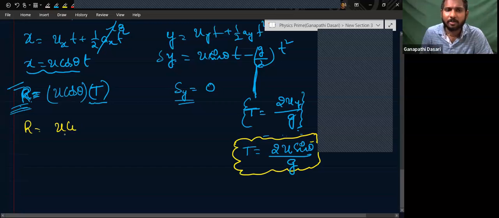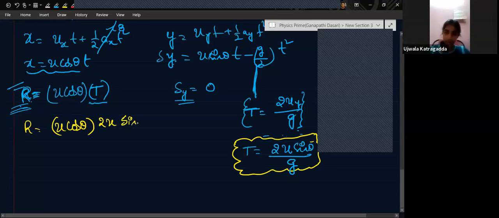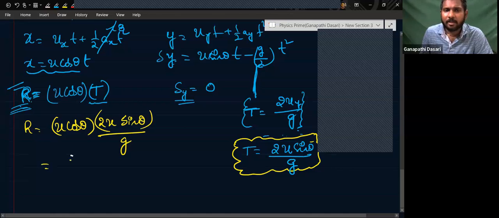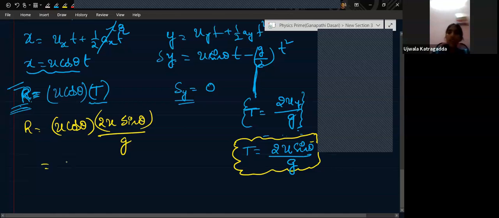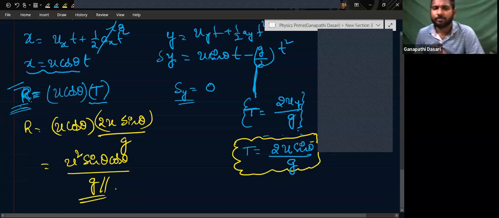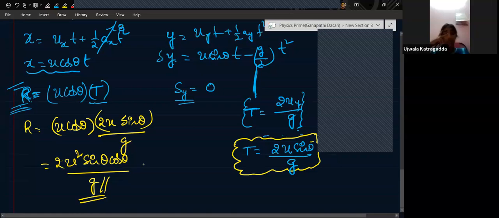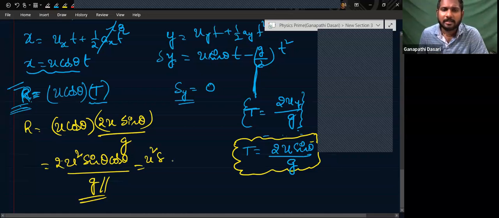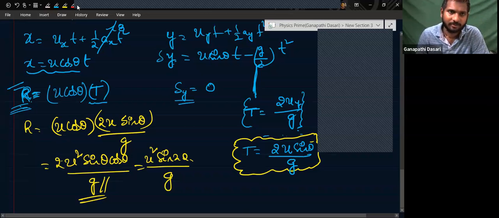Here the range will be what? U cos theta into t, that is u cos theta into 2u sin theta by g. That means 2u square sin theta cos theta by g. Can I write it as u square into 2 sin theta cos theta by g? That is equal to u square sin 2 theta by g. So sin 2 theta can be written as 2 sin theta cos theta. Yes, sir.